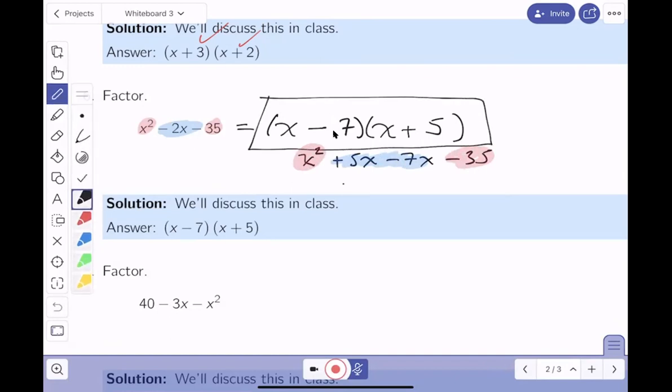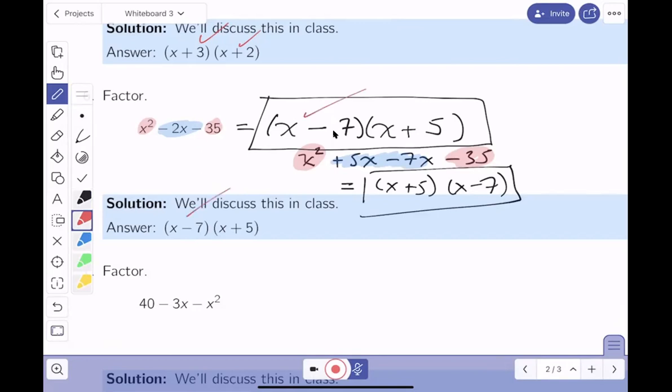The answer could also be written down as x plus 5 times x minus 7. Both answers are identical. Multiplication is commutative. Let's look at our answer key. What does it say? x minus 7, x plus 5. It worked out beautifully. All right, let's go to the next one.